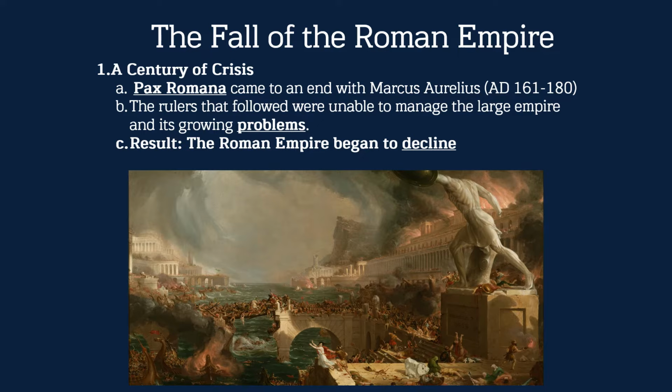Pax Romana comes to an end with Marcus Aurelius in 180 AD. Now, this was the era of Roman peace, and the rulers that follow Marcus Aurelius are unable to manage such a large empire and the problems within, and thus the Roman Empire begins to decline.